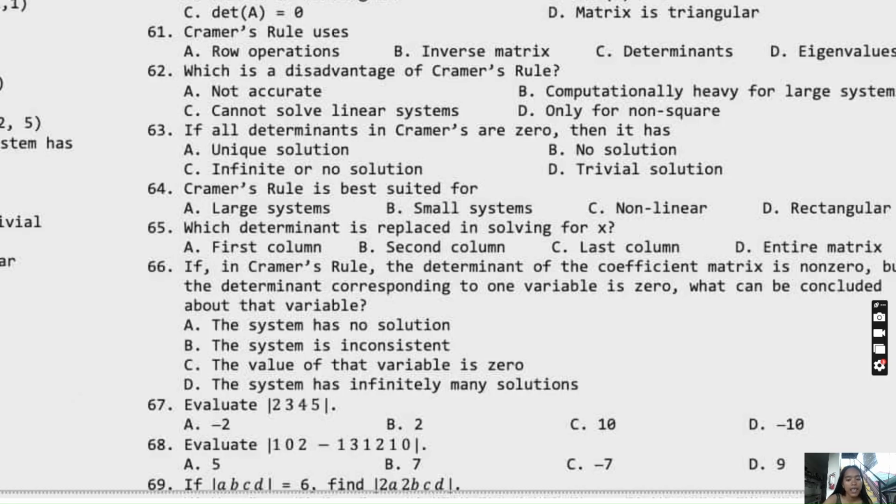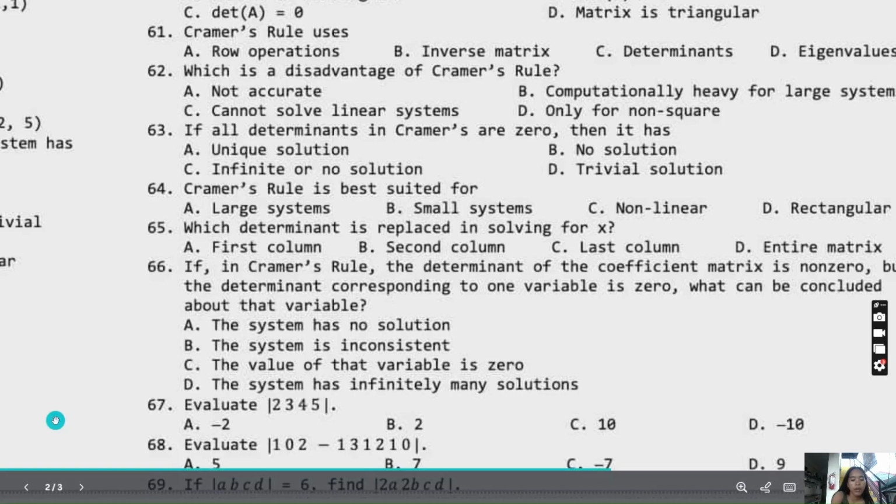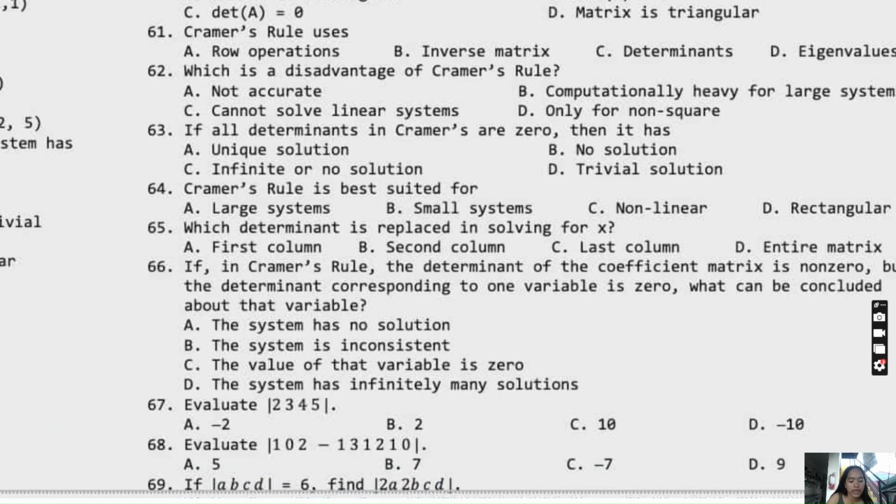Again, we are tasked to evaluate. The first row is 1, negative 1, 2, and then 0, 3, 1, and then 2, 1, 0. So if we solve this, we can attain negative 7.